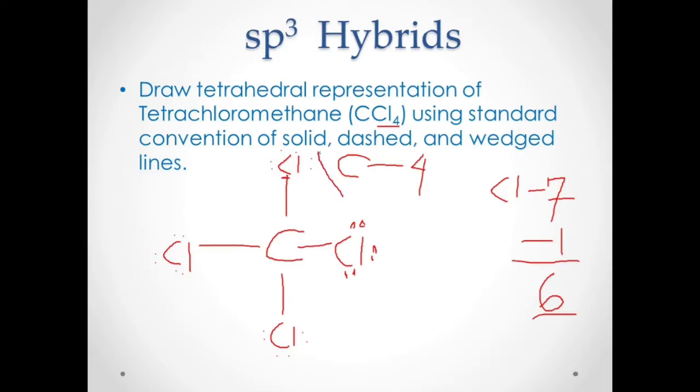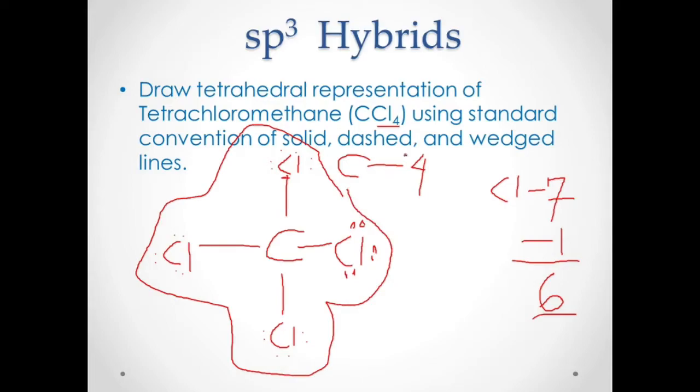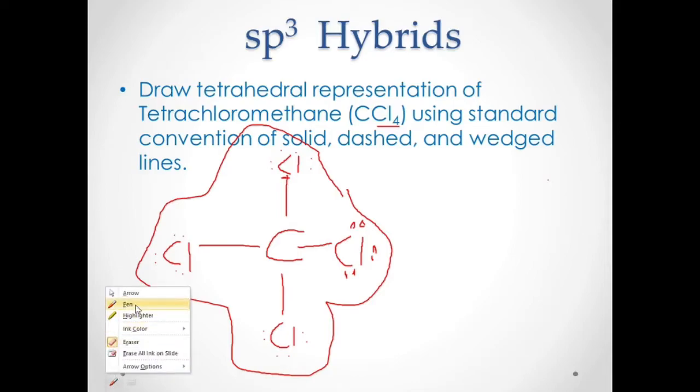However, this is only the line bond structure. Okay, we are asked to get the standard convention for solid, dash, and wedge line. Okay, so how do we do that? So we want to convert the line bond into a standard convention for getting the tetrahedral or the 3-dimensional representation of the molecule carbon tetrachloride. Okay, so how do we do that?